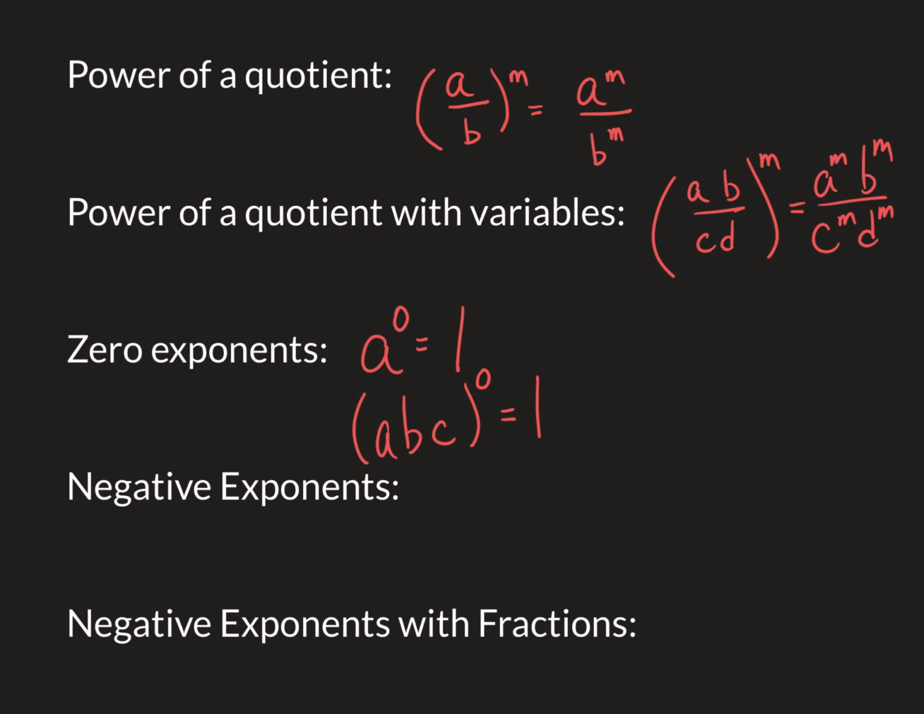Even if I had a quotient, I'm not going to write it down, but I'm going to point it out up here. So even if I had this raised to the zero power, this would still be 1. Anything raised to the zero power is 1. Now on to negative exponents.